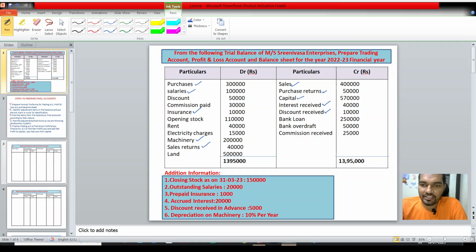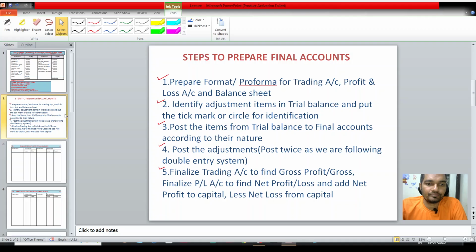If sales returns or purchase returns are not given in the sum, we can directly show those items in the outer column. Whenever the returns are given, only in that case we show the purchase amount as well as the sales amount in the inner column, and subtract the returns. Purchase returns will be subtracted from purchases, sales returns subtracted from sales. So this is the second step, and we'll move to the third step.